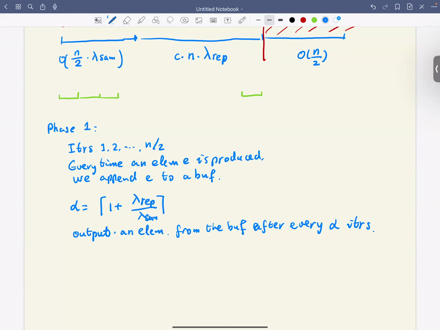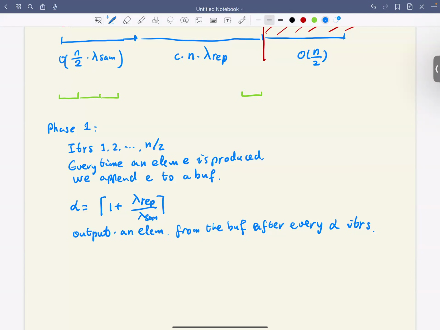Okay, now the output part. I define this alpha, and I say, okay, now from the buffer, I'll be counting the iterations. So the first element that is produced is output. I should say the first element I output is done at iteration alpha, and then the second element is output at the end of iteration 2 alpha, and then 3 alpha, etc., etc.